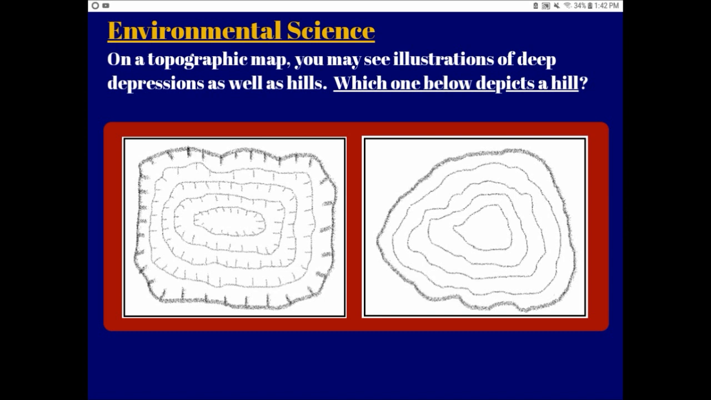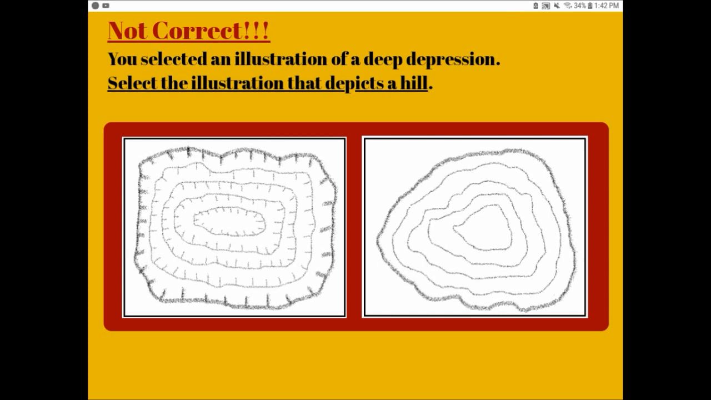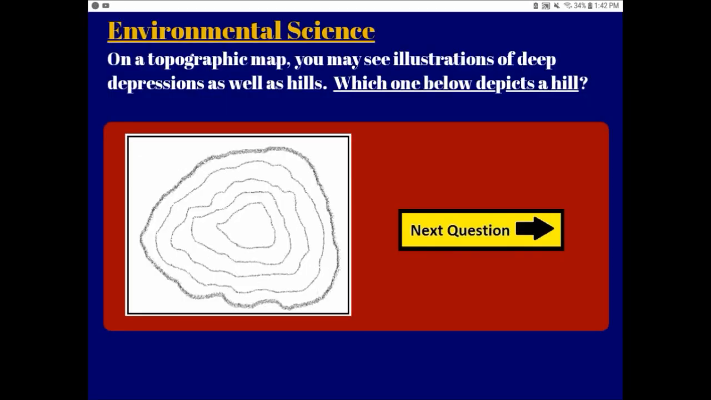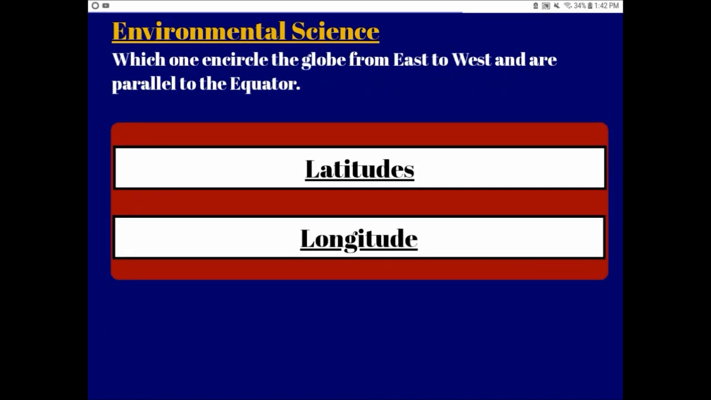On a topographic map, you may see illustrations of deep depressions as well as hills. Which one depicts a hill? You select the illustration of a deep depression. Select the illustration that depicts a hill. And that one right there. Move on to the next one.